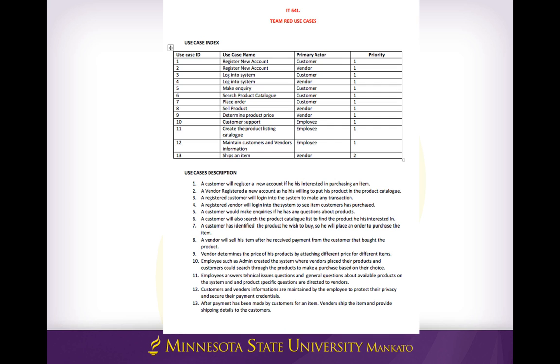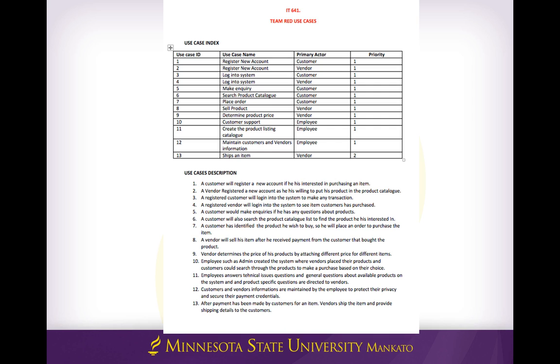Number 5, a customer would make inquiries if he has any questions about the products. Number 6, a customer will also search the product catalog list to find a product he is interested in. Number 7, a customer has identified the product he wishes to buy, so he will place an order to purchase the item. Number 9, a vendor determines the price of his products by attaching different prices for different items. Number 10, an employee, such as an administrator, created the system where vendors place their products and customers could search through the products to make a purchase based on their choice.